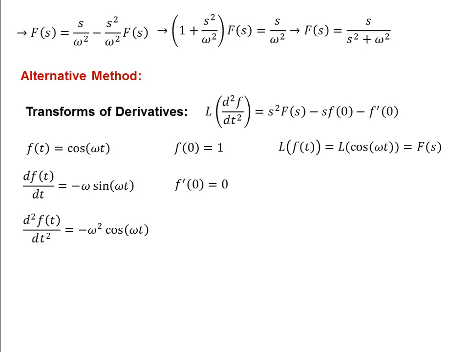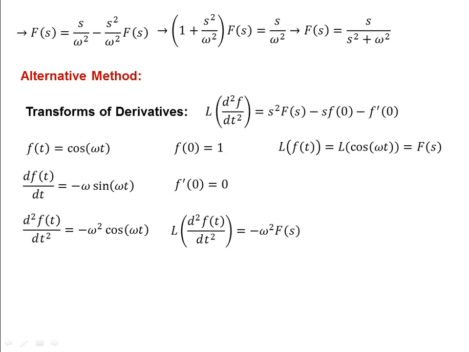If I assume that the Laplace of f(t), which is the Laplace of cosine omega t, is equal to F(s), then by comparing here, I see that the second derivative of f(t) will be equal to minus omega squared F(s). Since minus omega squared is a constant, the Laplace of d squared f(t) over dt squared will be equal to minus omega squared F(s).